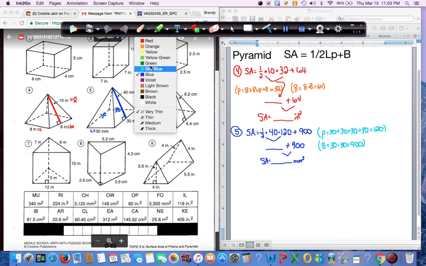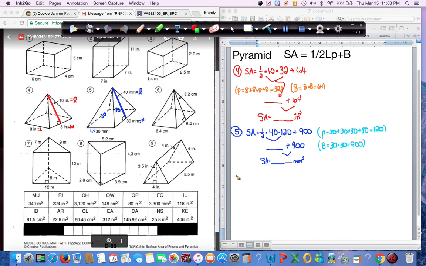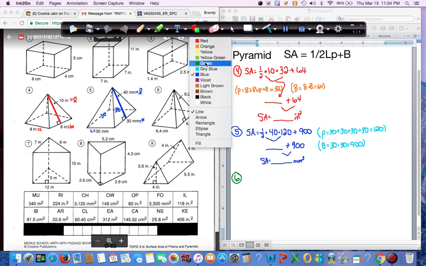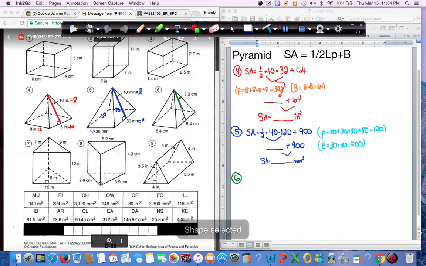Alright, last one. Number 6. Last one of the pyramids anyway. Alright, so we are going to, let's go to green here. Here's our slant height for this guy. Okay, so this is our slant length, and then the 6.4 is going to be our length and our width of the square. You won't have anything but square pyramids to deal with this year.